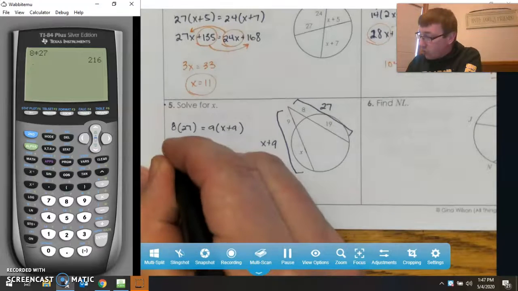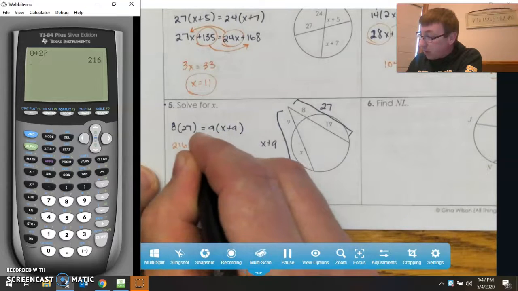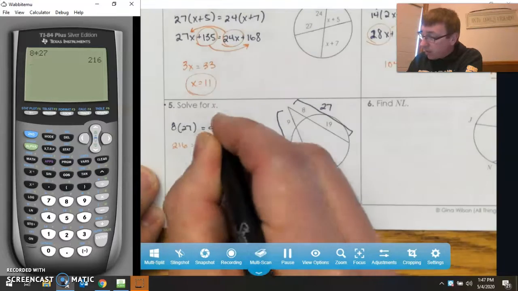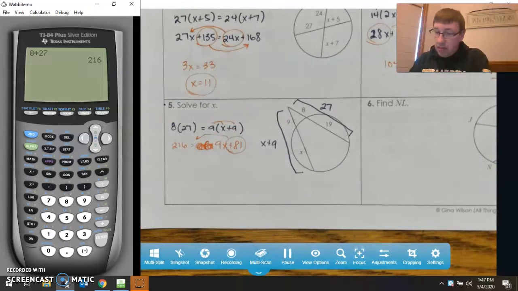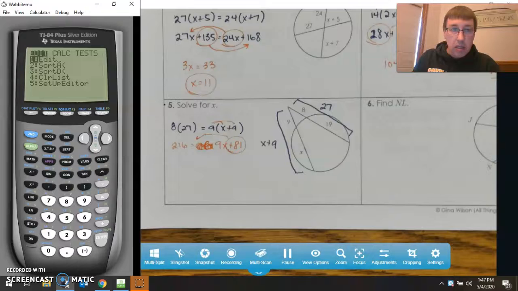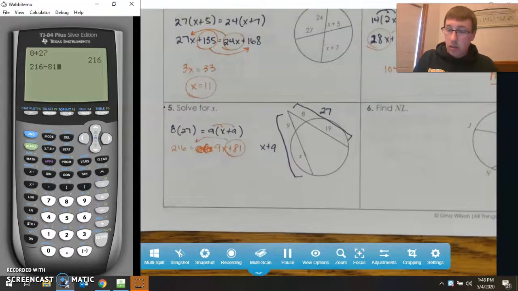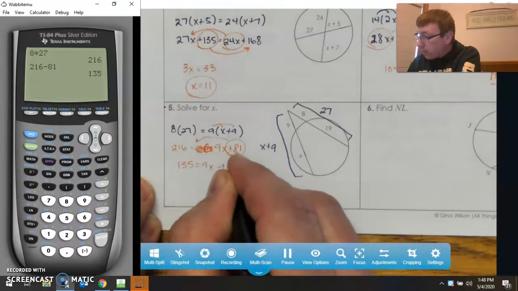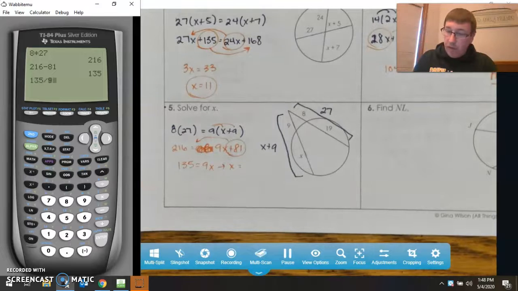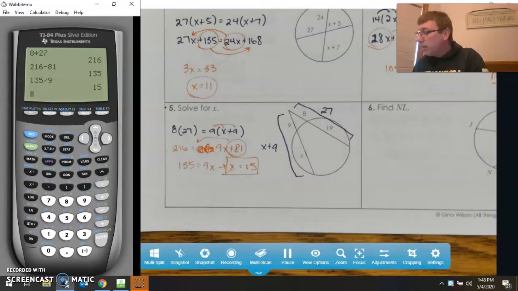8 times 27 is 216. I'll have 9x plus 81 when we distribute. I'm going to bring the 81 over here. 216 minus 81 is 135, equals 9x. If I take 135 divided by 9, x will be 15, which is what we had to answer there. Okay? Hopefully that made a little bit of sense there.